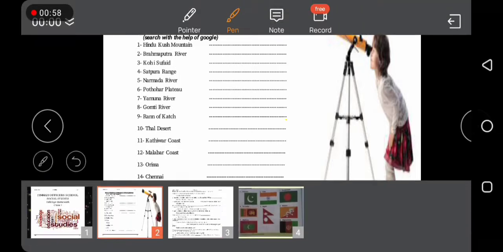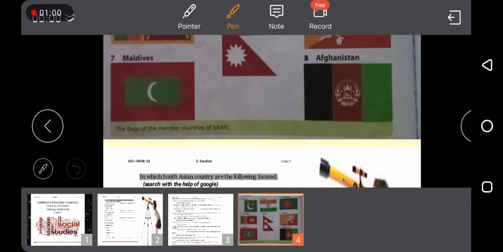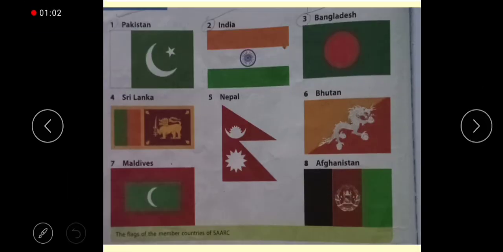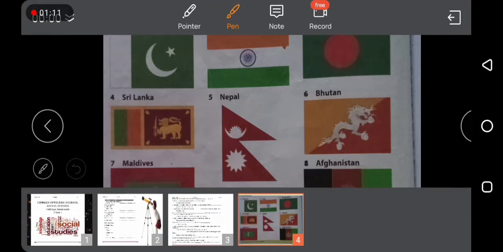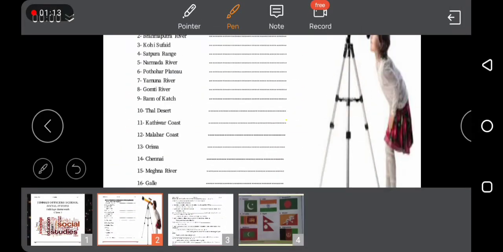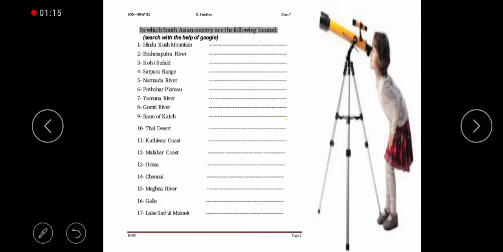So as you know, there are 8 South Asian countries. The first one is Pakistan, then India, Bangladesh, Sri Lanka, Nepal, Bhutan, Afghanistan, and Maldives. So you have to search out in which South Asian country these places are located.